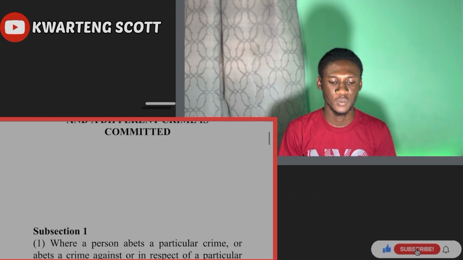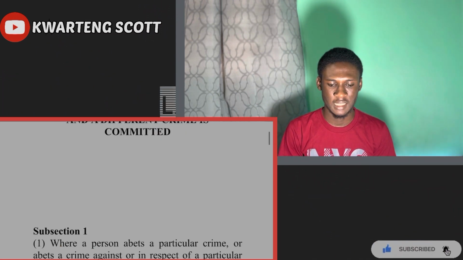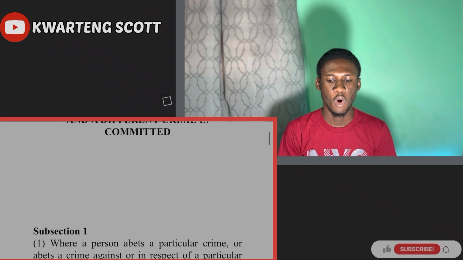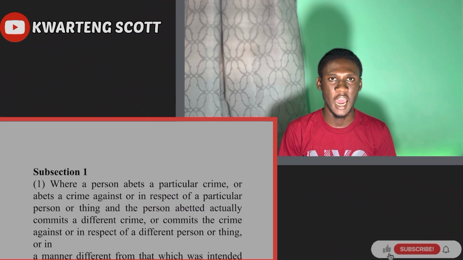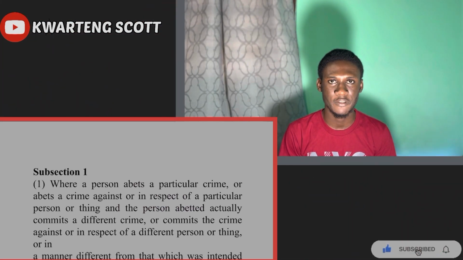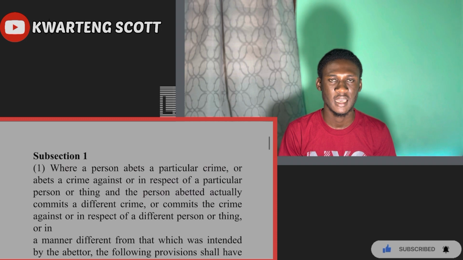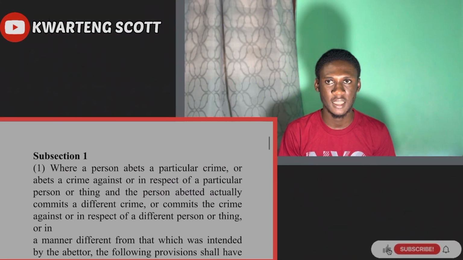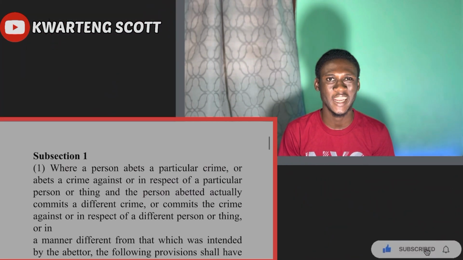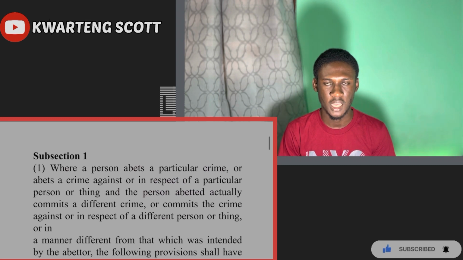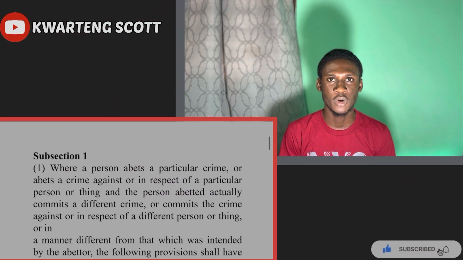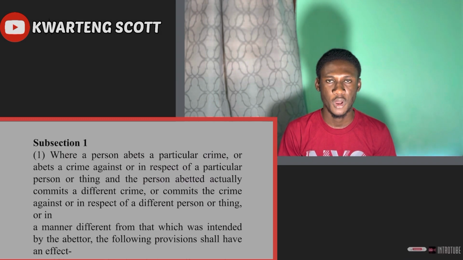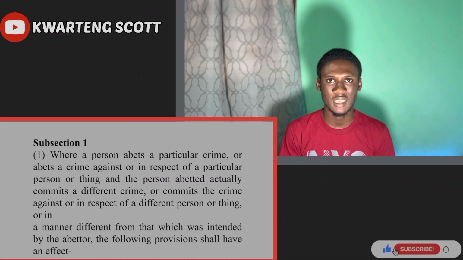Subsection 1 says, where a person abets a particular crime or abets a crime against or in respect to a particular person or thing, and the person abetted actually commits a different crime. So if, let's say, I'm the abettor and I tell you to go and rob a house, but I didn't tell you to kill anyone in the house, but you go to the house and kill the person you are going to rob, what I said wasn't in relation to what you have done.